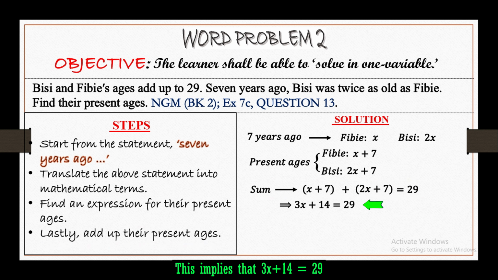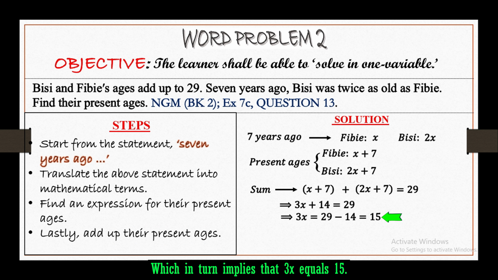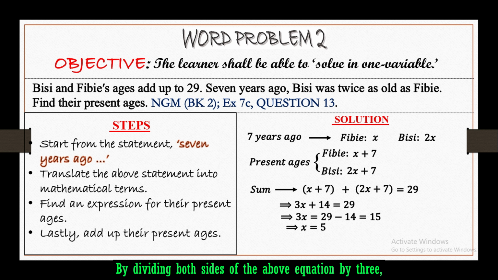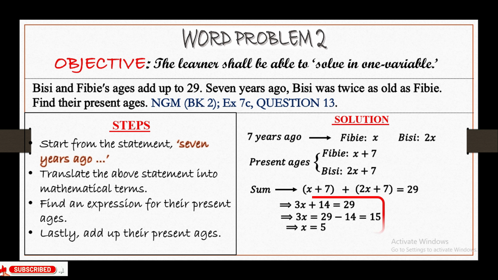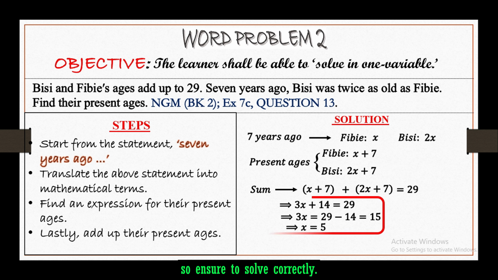This implies that 3x plus 14 equals 29, which in turn implies that 3x equals 15. By dividing both sides of the above equation by 3, it implies that x equals 5. This part requires no step, so ensure to solve correctly.